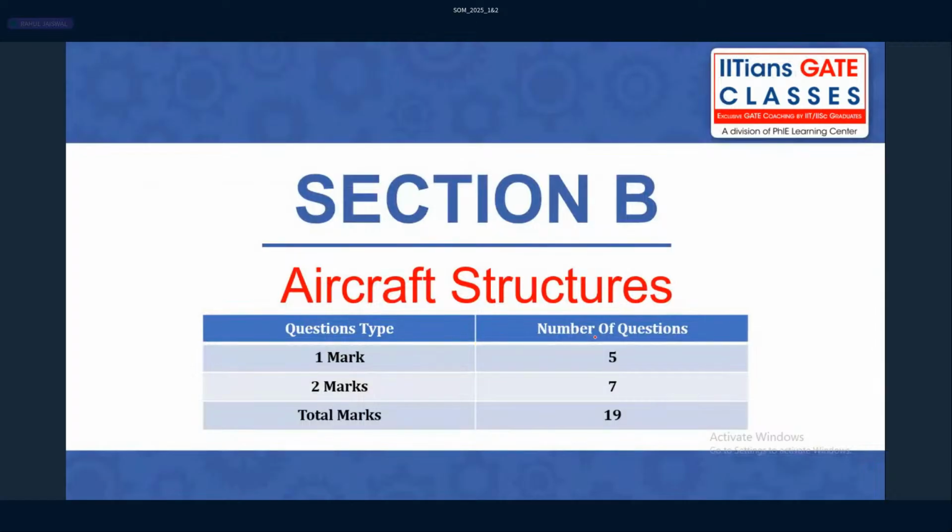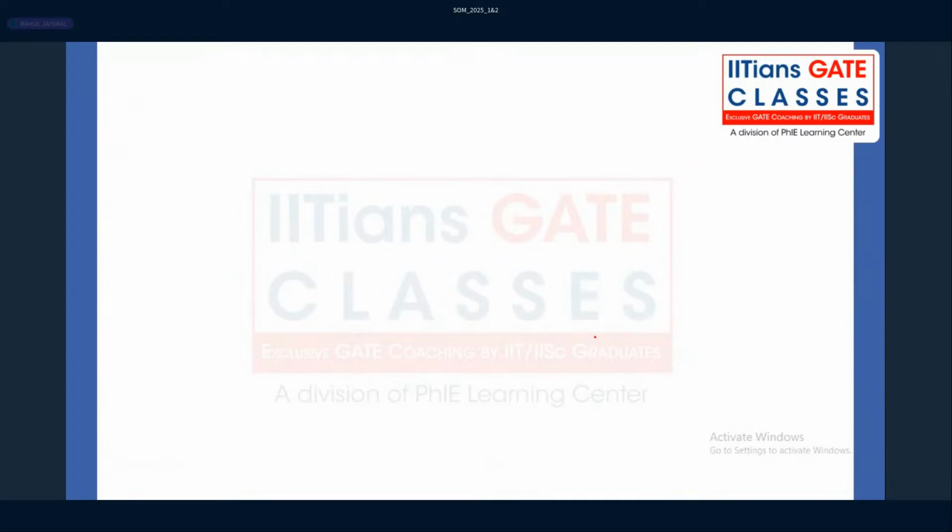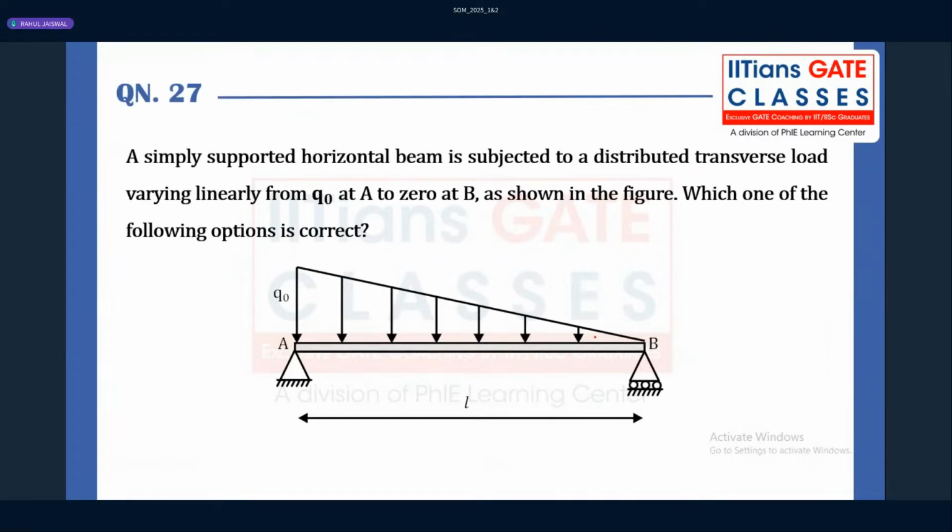Now, moving on to question number 27. They have given a uniformly varying load, varying from maximum intensity Q naught at support A to 0 at support B. A simply supported horizontal beam is subjected to a distributed transverse load, varying from Q naught at A to 0 at B. Which of the following options are correct?